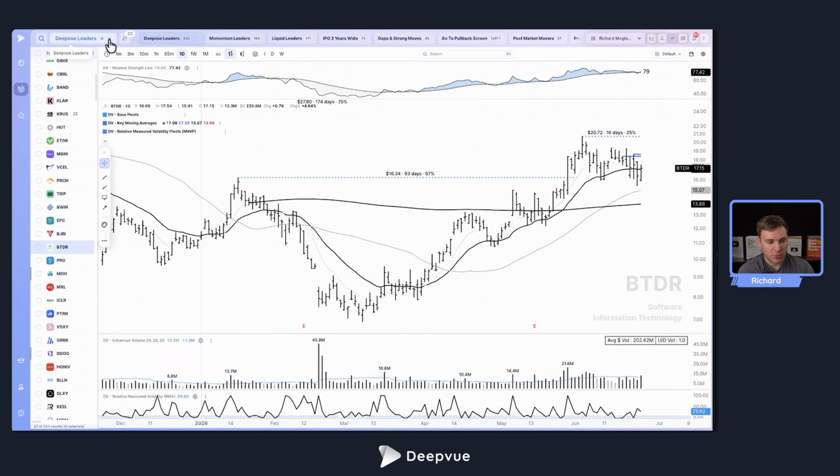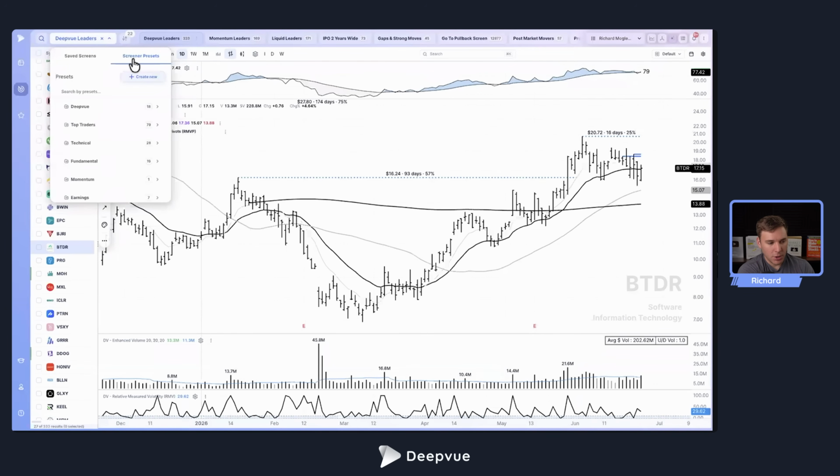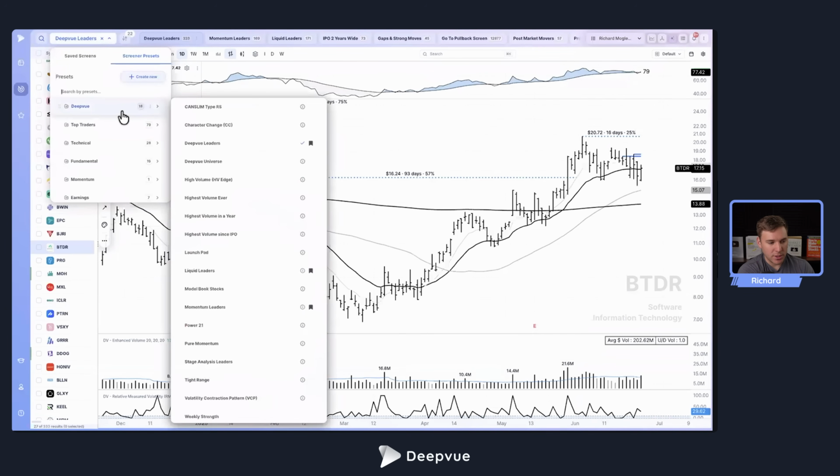To load that, you would click this drop-down menu, go to screener presets, go to Deep View, and then go to Deep View leaders. And to add it to the top, like I have it, click this bookmark icon. So if I wanted to bookmark a Deep View universe, I would click this.